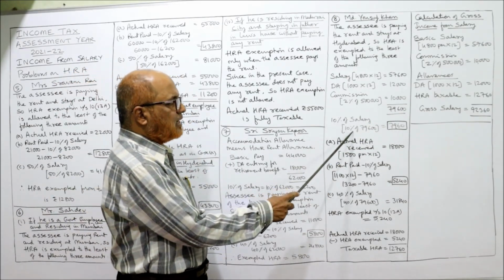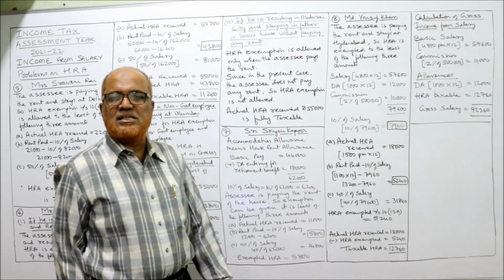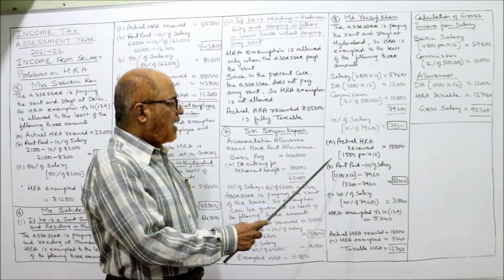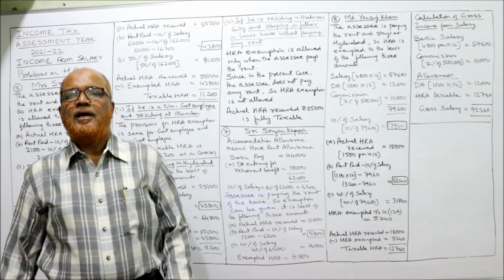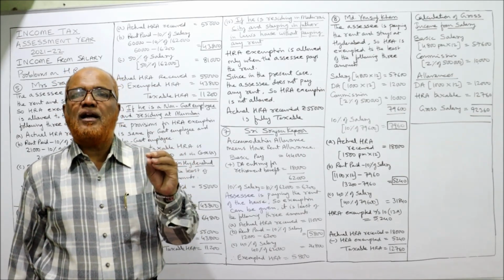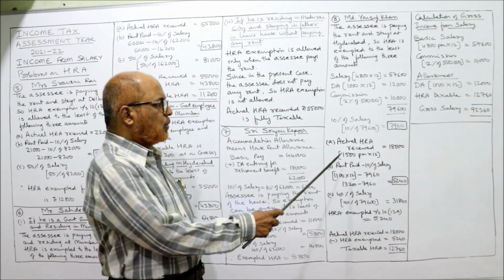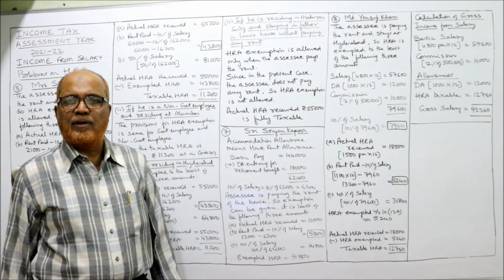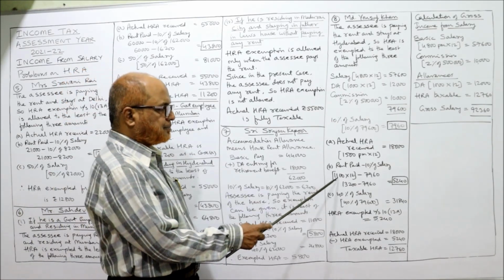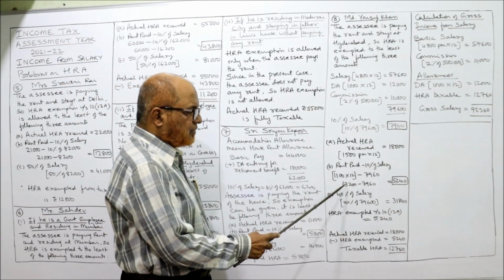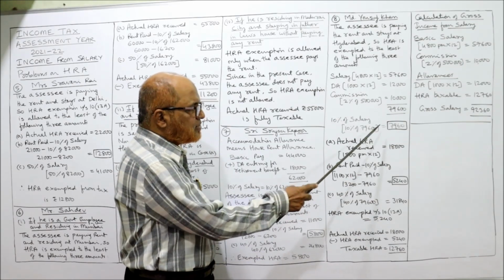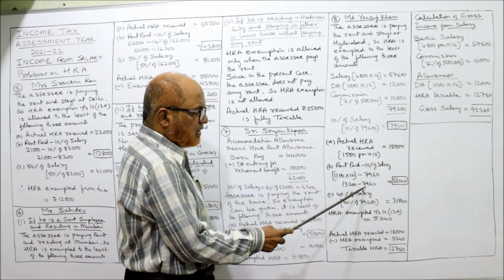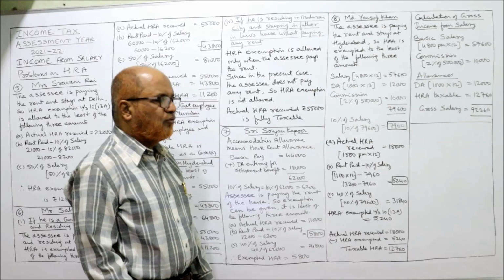So 10% of 79,600 is 7,960. We have calculated salary and 10% of salary. Now the least of the following three. Actual HRA receipt is given as 1,500 per month, so 1,500 into 12, 18,000. Rent paid minus 10% of salary. Rent paid is 1,100 per month, into 12, 13,200. Minus 10% of salary, 7,960. So 13,200 minus 7,960, you will get 5,240.